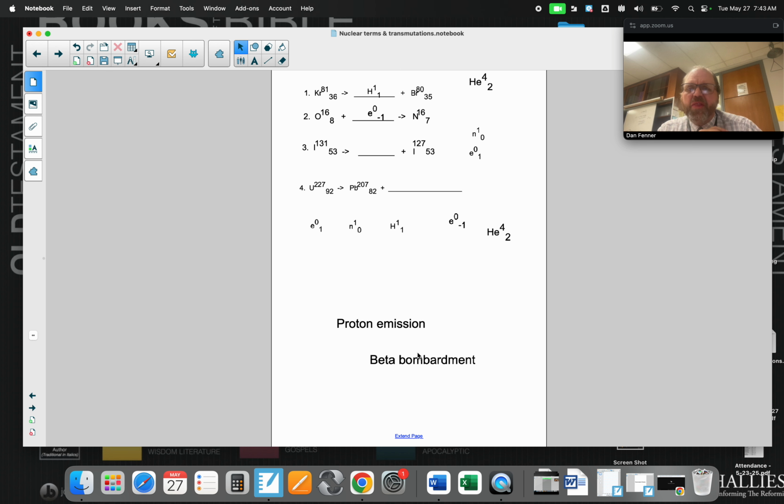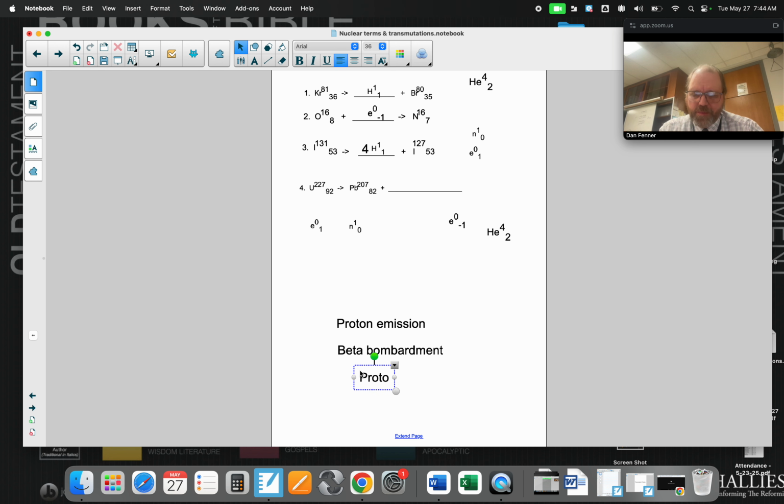All right. Third one over here. We're going to take 53, 53. So that's going to be 4 over 0. There is no 4 over 0, but we can take 4 over 1 and then put a 4 in front of it. So we're going to have 4 proton emissions.